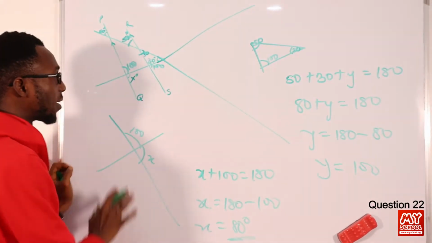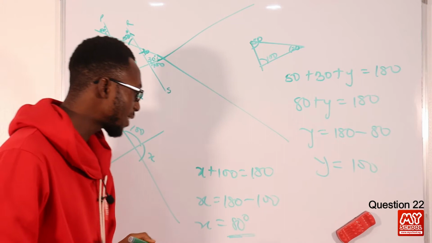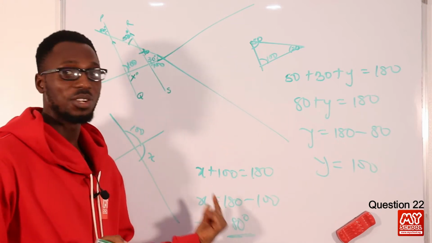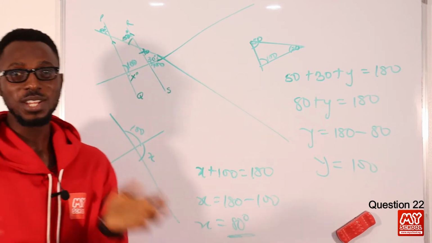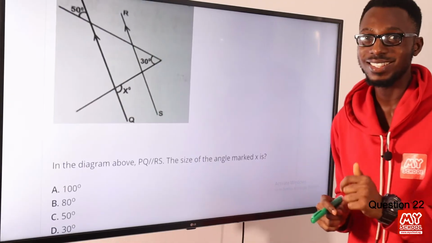There are different ways to go about this, but I think this is the method. This should be relatable for us. So I have x equals 80 degrees. So the angle here is 80. So let's go back to the screen to secure 80 degrees. Very well, we have a confirmation. So option B is the correct option.